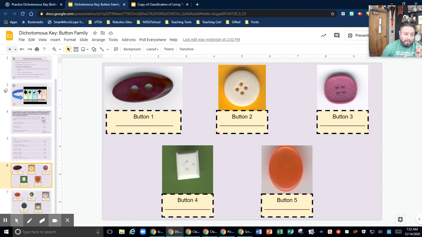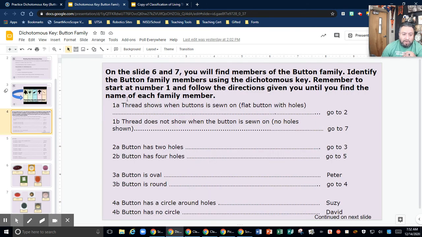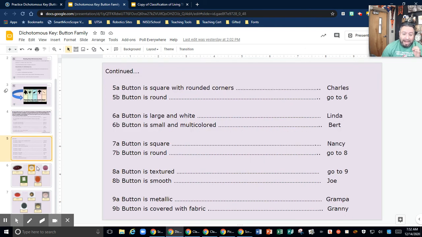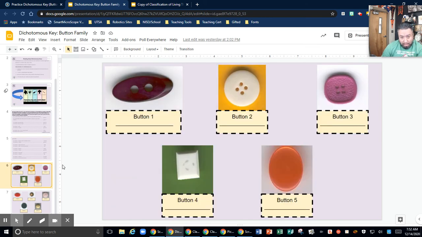What I want you to do is on slide 4 and 5, use your dichotomous key and try to follow the steps. See how it says go to 2, go all the way to 7? Follow the steps, okay? And then identify the button. Each button has its own name. The button's not going to be, oh, this is an oval button. This is a pinkish button. They're going to have names. You're going to write in those names, okay?